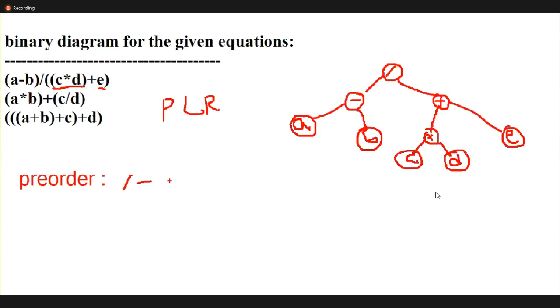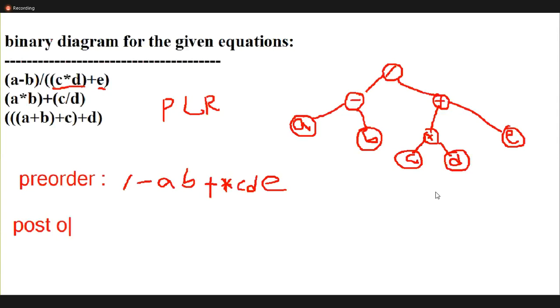Left A, right B. Parent and left completed, come to the right. This is again a tree, guys. Follow parent, left: parent plus, parent left, and again a tree is there. Again follow parent, left, right. Parent left completed. Finally this is E. This is pre-order.